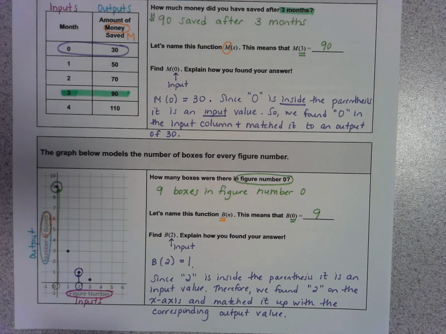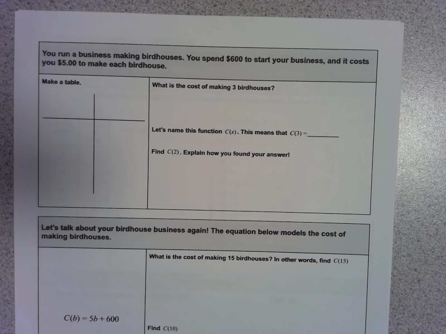So again, I'm going to talk about inputs and outputs, but this time I'm going to have a word problem. You run a business making birdhouses. You spend $600 to start your business, and it costs you $5 more to make each birdhouse. Now, rather than just jumping straight into finding inputs and outputs, it's going to be a lot easier if we make a table first. That is the strategy that we can always use to help us with word problems, is make a table of values.